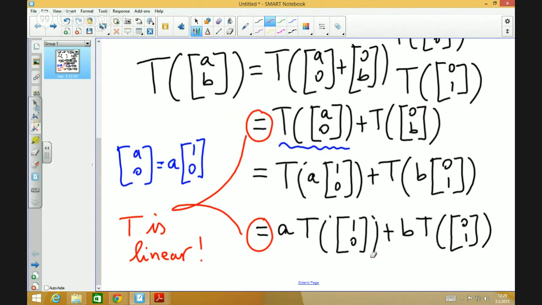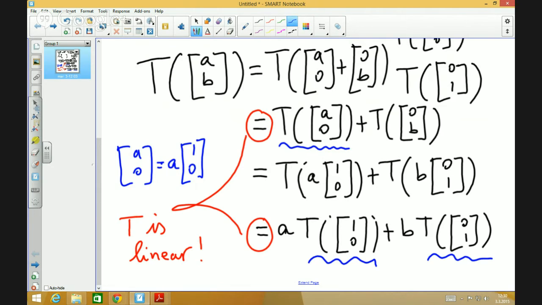But now look at what we figured out. I know T of (1, 0), and I know T of (0, 1). Well, then I can find T of (A, B). It's just A times T of (1, 0), which you know, plus B times T of (0, 1), which you know. So you actually know what T does everywhere, to every vector in R2. Any doubt about this?